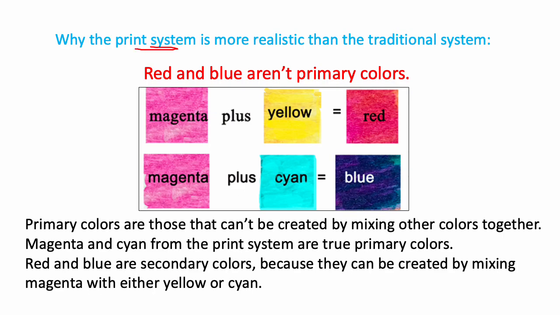There are two reasons why the print system is more realistic than the traditional one, and I'll discuss the first reason here. In the traditional color wheel, red and blue are considered primary colors, but they actually are secondary colors because we can get them by mixing magenta and yellow to get red, or magenta and cyan to get blue. And I did this with markers, so these are the true colors you get. So red and blue are in fact secondary colors, not primary colors. And the true primary colors are magenta and cyan in the print system.